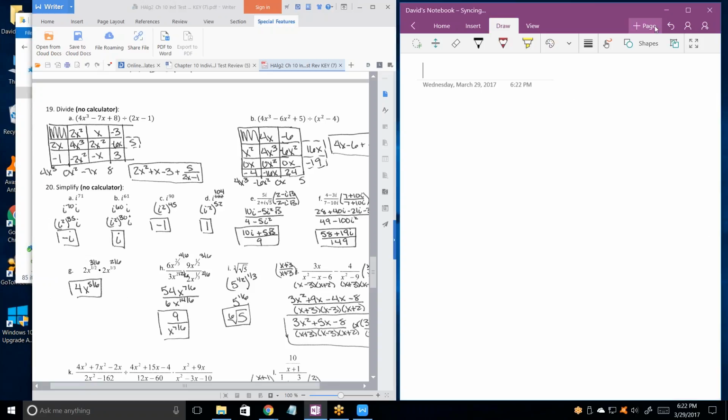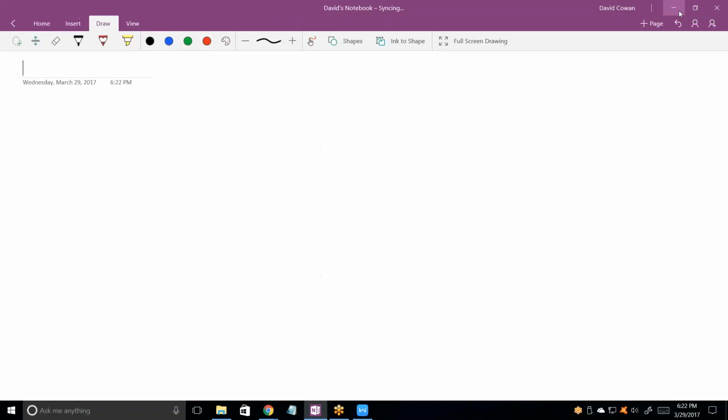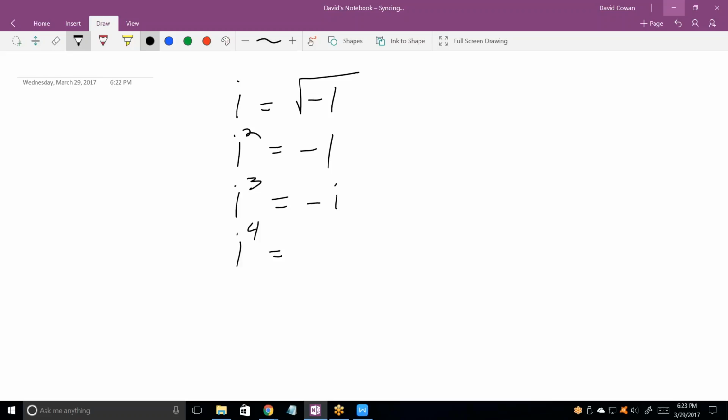Imaginary numbers. These are pretty simple. Let me just go through this with you real quick. i is equal to the square root of -1. i squared is therefore equal to what? -1. i cubed is equal to i times -1, which is -i. And i to the fourth is -1 times -1, that's 1.